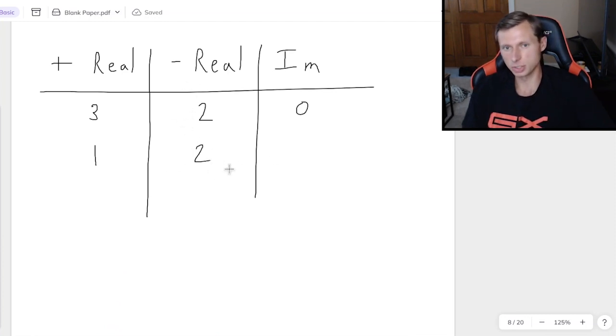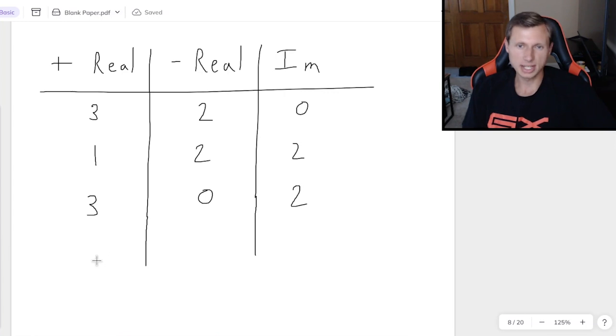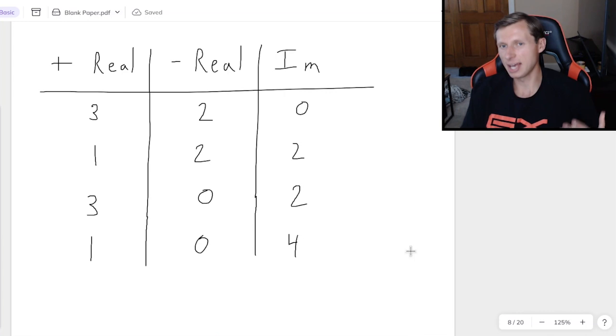And then finishing this row, we're going to have 1 positive real, 2 negative real, and 2 imaginary. Then I'll go back up to 3 and subtract 2 from the negative real, and that's going to be 2 imaginary. And then the only combination that's left is 1 positive real, 0 negative real, and therefore 4 imaginary. And that's all the combinations I can have there. And that's it for that problem.